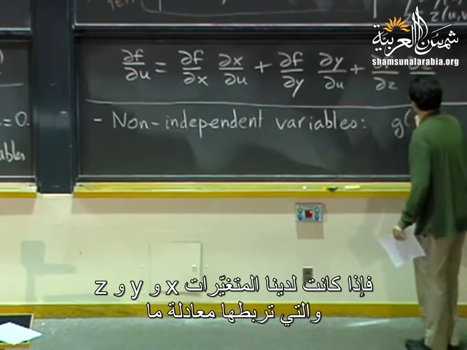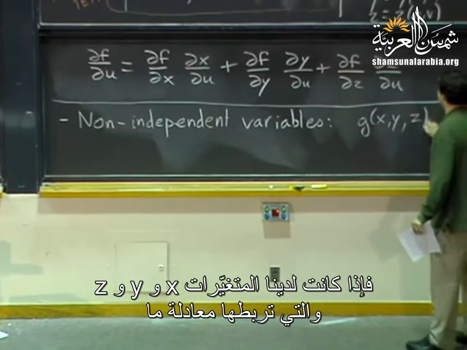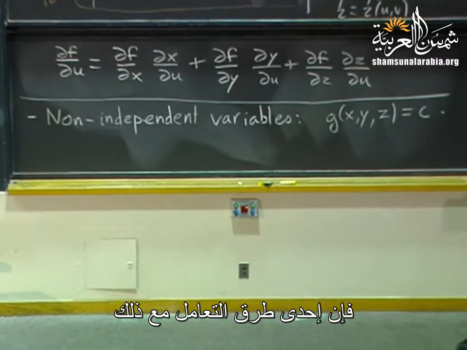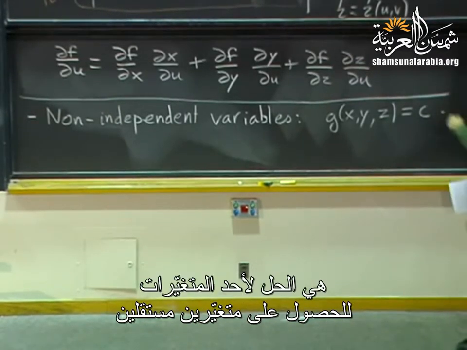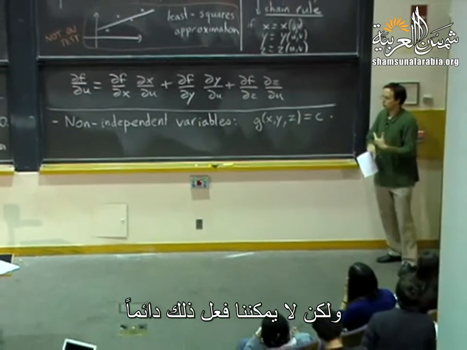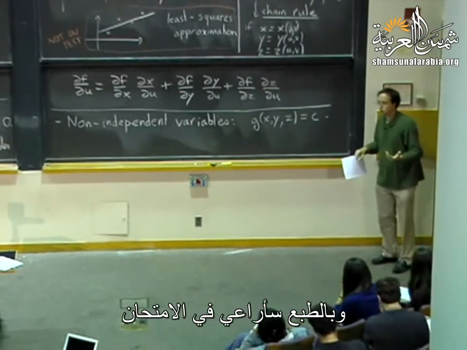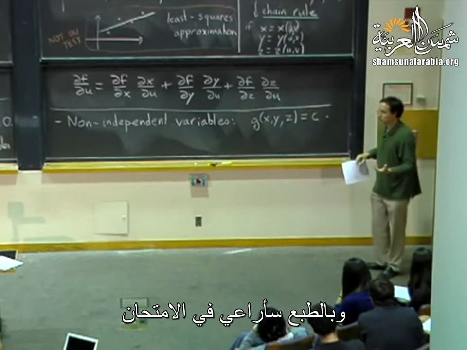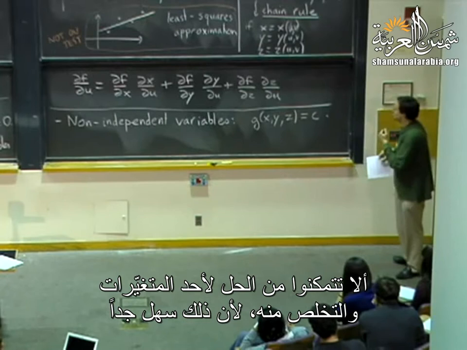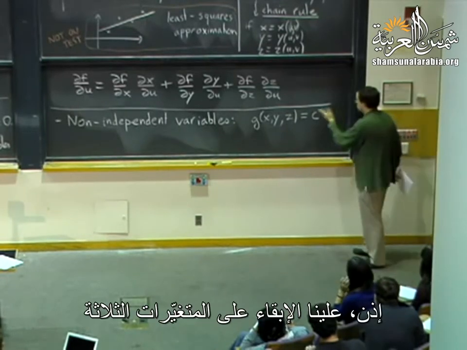And finally, last but not least, we've seen how to deal with non-independent variables. So when our variables, say, x, y, z, are related by some equation. One way we can deal with this is to solve for one of the variables and go back to two independent variables. But we can't always do that. Of course, on the exam, you can be sure that I will make sure that you cannot solve for the variable you want to remove, because that would be too easy.